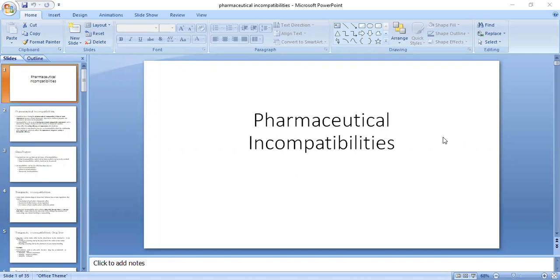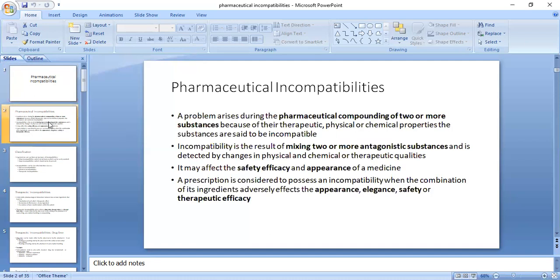Let's start a new chapter, Pharmaceutical Incompatibilities. This is the last chapter according to our syllabus of the Pharmacy Council of Pakistan. Let's start. What are pharmaceutical incompatibilities?